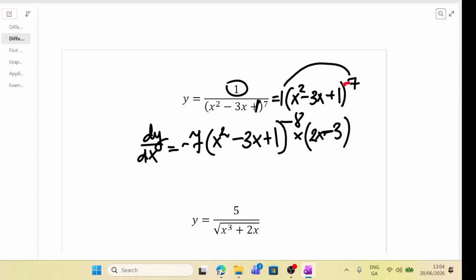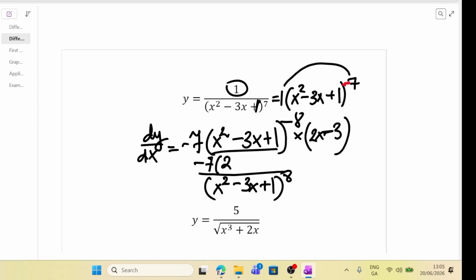And then again, what do we do? We change the minus into a fraction, and then this will be at the bottom, x squared minus 3x plus 1 to the power of 8, and then anything that is not with the negative power will be on the top of that fraction. So it's 2x minus 3. Now, the next one is the one where, again, you have a fraction.